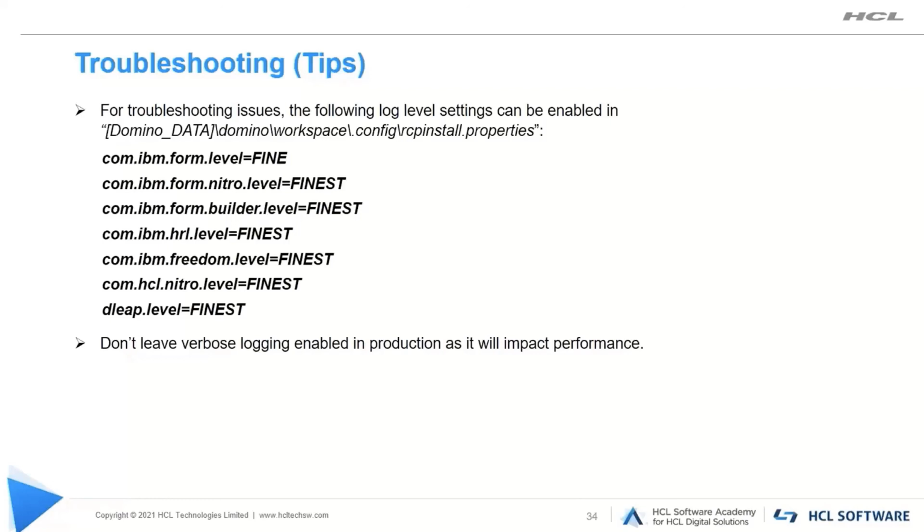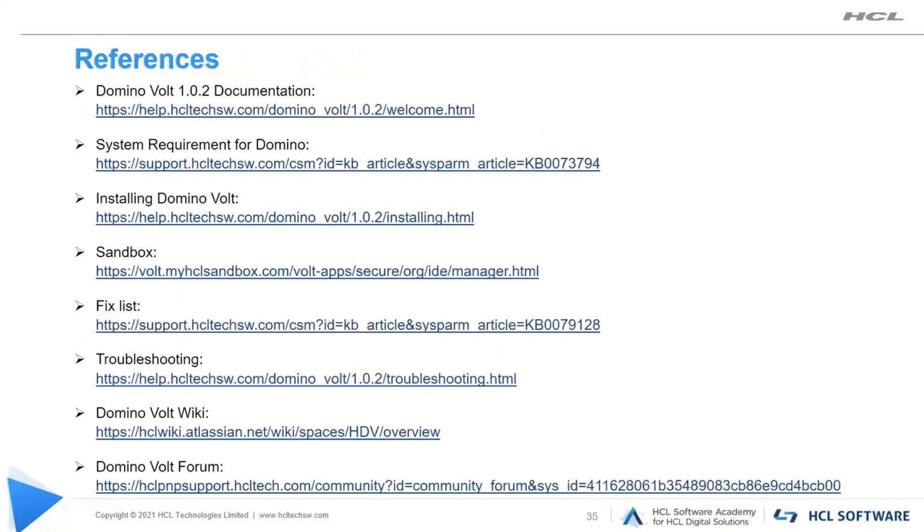Once you have enabled verbose logging on the production server, you should then reproduce the issue, collect the workspace logs which we had discussed in the last slide, and then disable the verbose logging. Moving to the next slide.